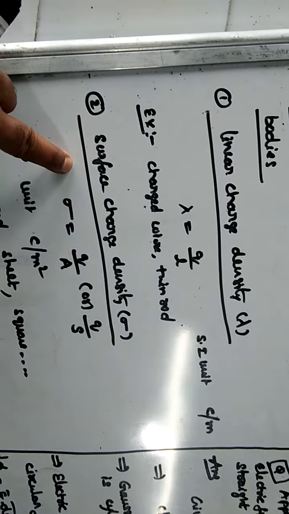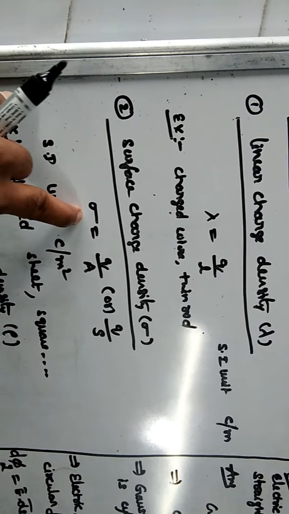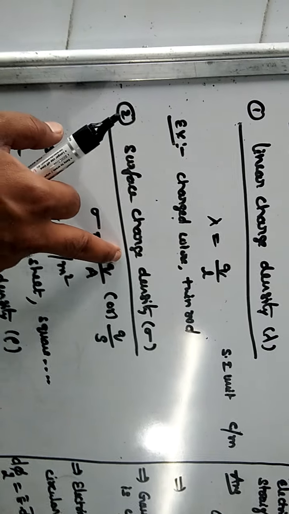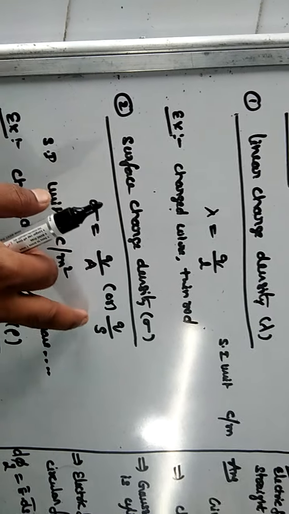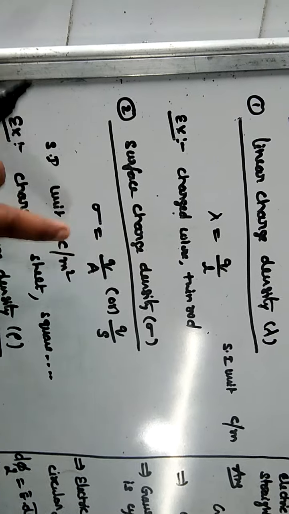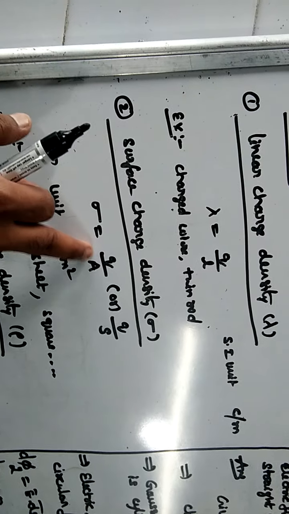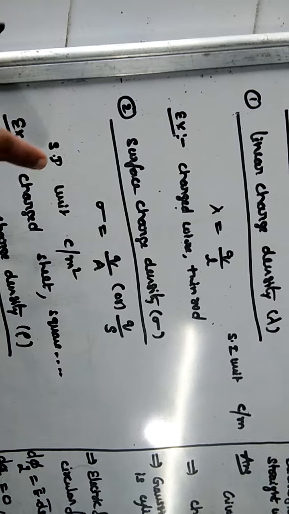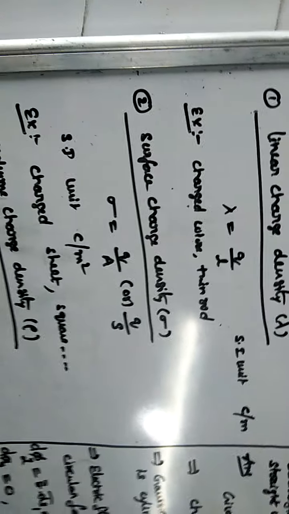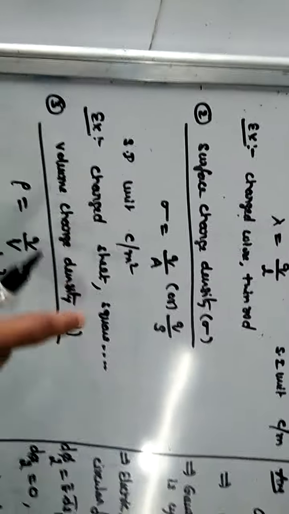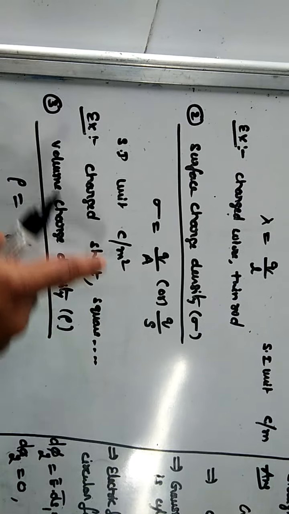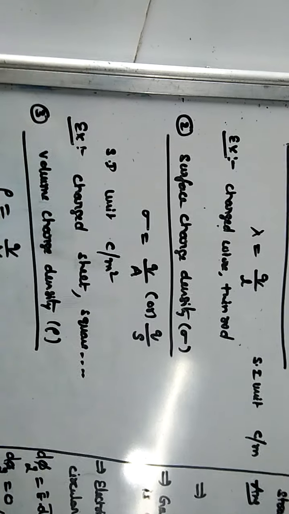Next, surface charge density, symbol is sigma. It is the charge per unit area. Area may be S also, surface area S. Again, SI unit is coulomb, area is meter square. And when we use this sigma, if a charged sheet or a charged square shape is there, then at that time we have to define this sigma.